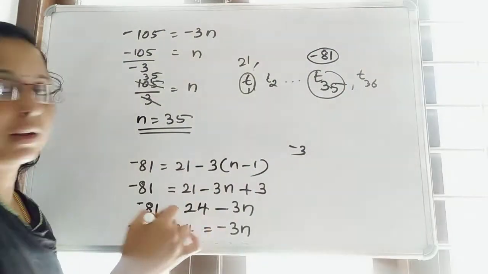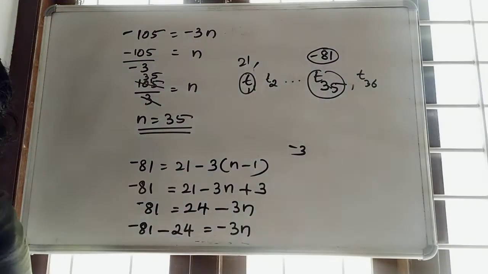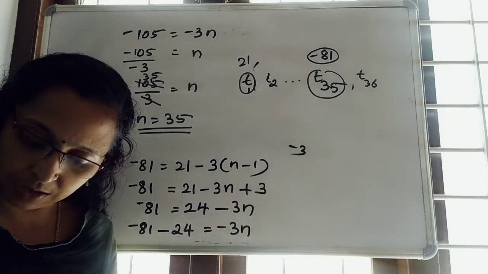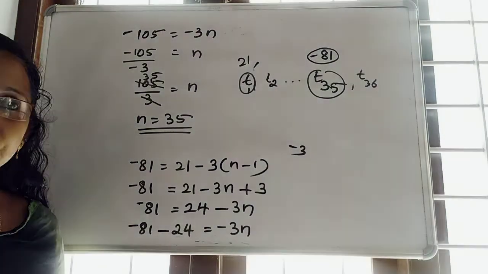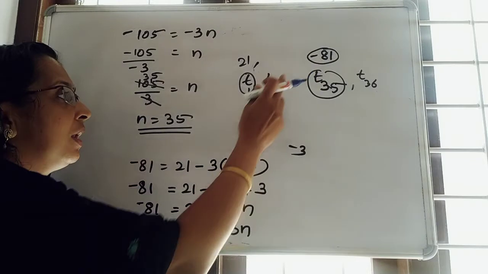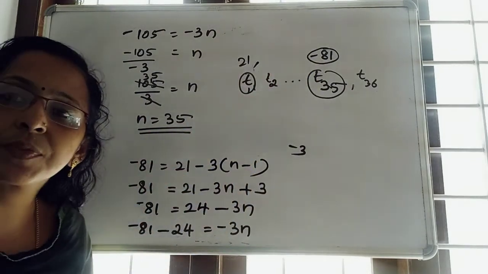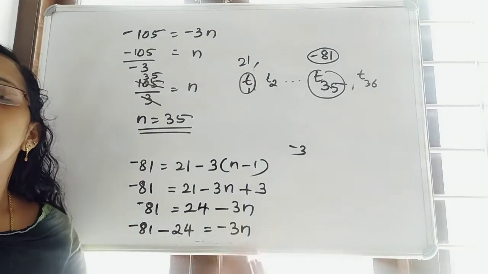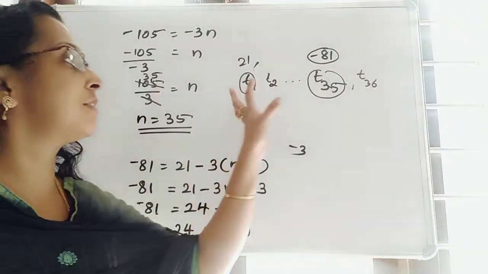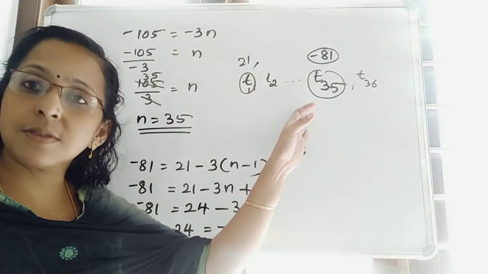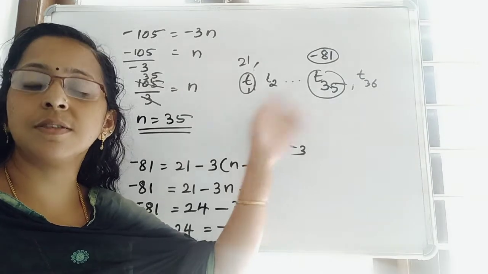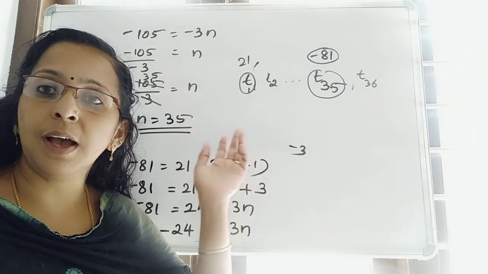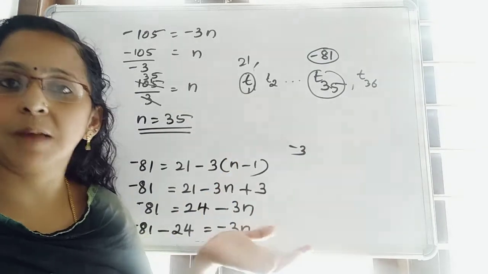Negative 81, that we want to find out. Then same thing we want to do for the second part also. Can any term of the series be 0? Instead of negative 81, we want to see whether 0 appears anywhere in the sequence. We don't know, so let 0 be the nth term. That is the second part of that question.